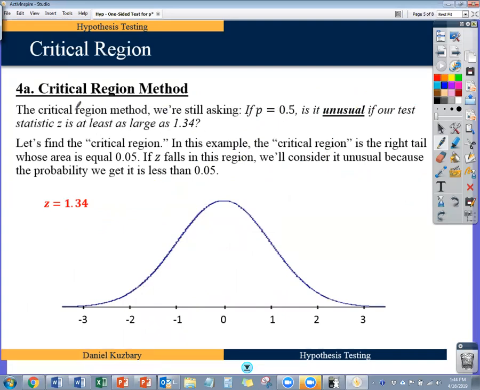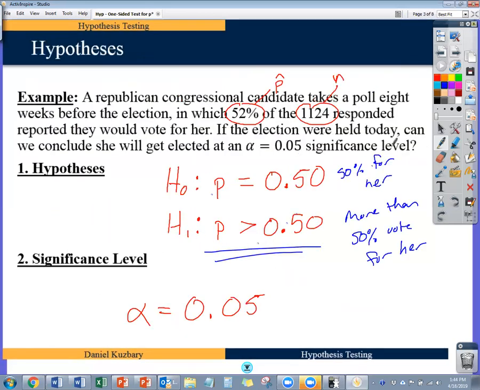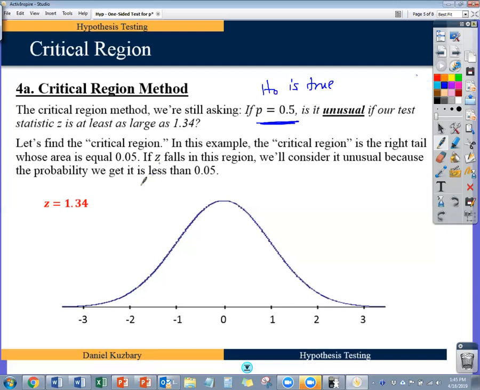So in order to draw the conclusion, we're saying if H naught is true, if the P is really 0.5, is it unusual for a test statistic to be at least as large as 1.34? So we're doing a one-sided test as evidenced by this. This is a right tail test. So we want to see is it at least as large as 1.34. So let's go ahead and mark off the upper, the extreme region.